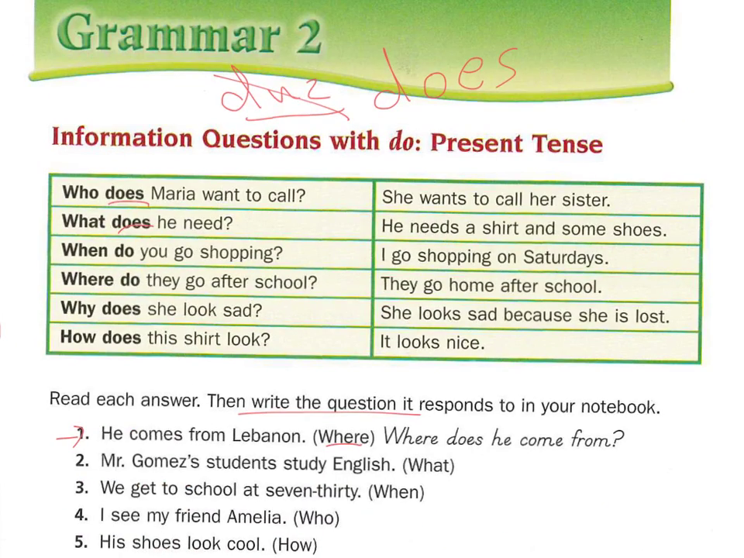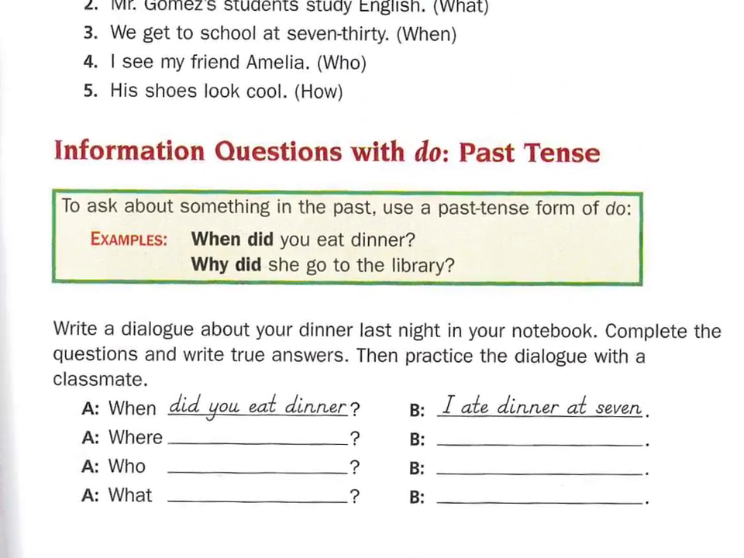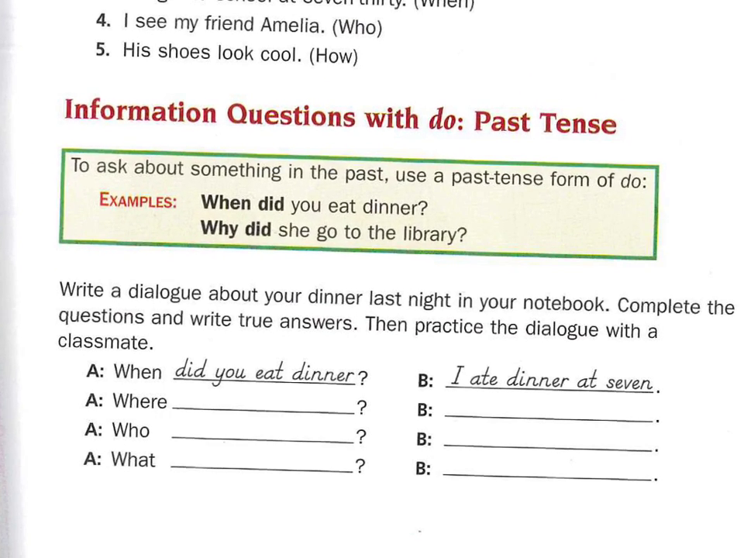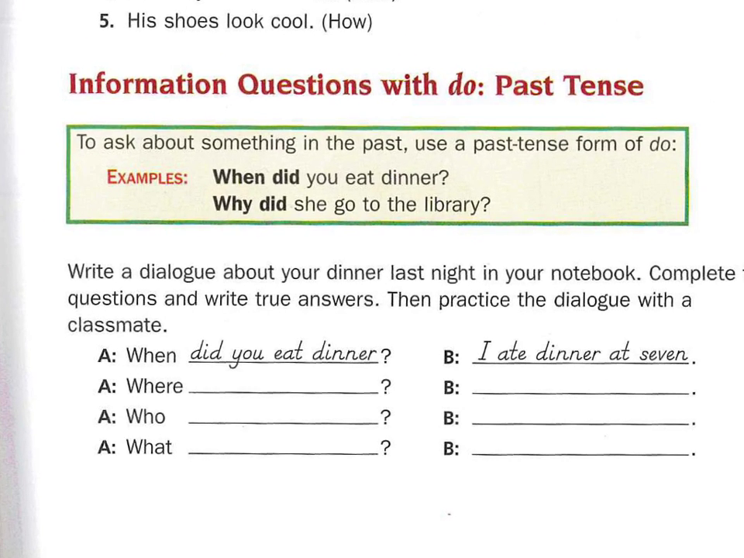Now that was the present tense. Now the past tense. Did. The past tense of do is did. Just one word. Did. I did, he did, you did, she did, they did, we did. It's always did. To ask about something in the past, use a past tense form of do. When did you eat dinner? Why did she go to the library?